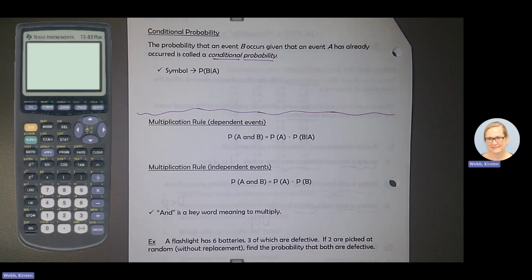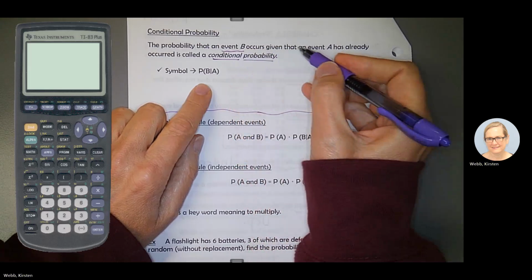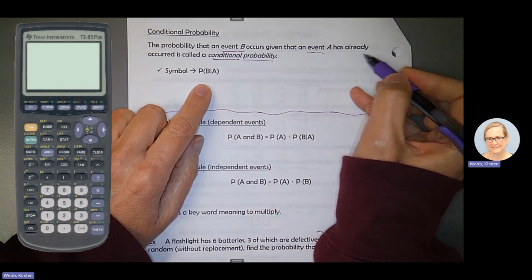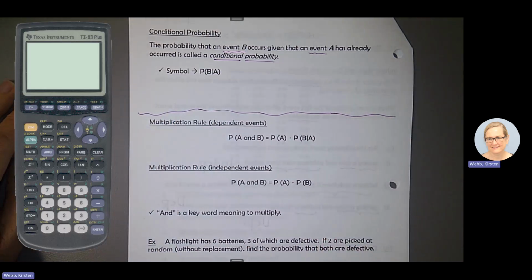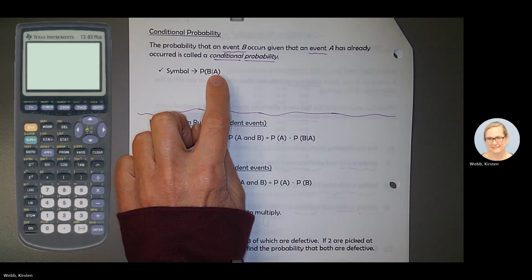So this name, conditional probability, is kind of related to the idea of if there's a condition on something, it sort of means something else needs to happen before this is going to happen. Conditional probability also takes into account that something else has already happened. So if we start finding the probability of something based on the idea that something else has already happened, we call that a conditional probability. We want to know what the probability of B is on the condition or knowing that A has already occurred.